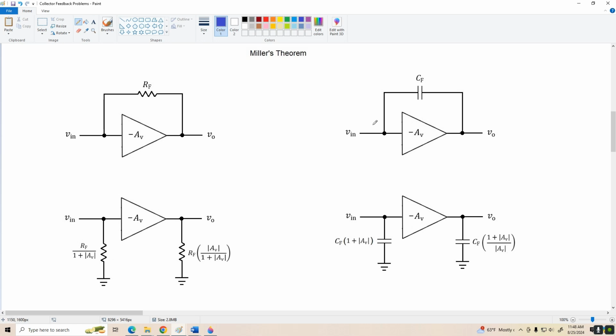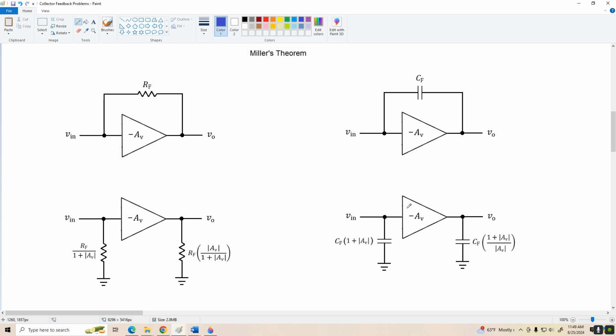Now, before we go on, I also wanted to mention that if you put a capacitor in the feedback loop of an inverting amplifier, it gets scaled as well by the inverse of these relationships for the resistive case. On the input of the amplifier, we see an equivalent capacitance that's 1 plus the gain magnitude times larger than C sub F. And on the output, we see an equivalent capacitance that's 1 plus the gain magnitude over the gain magnitude times larger. So in this case, the capacitor appears larger. In the resistive case, the resistor appears smaller.